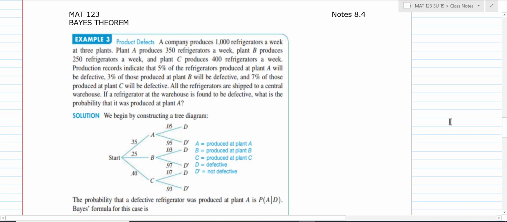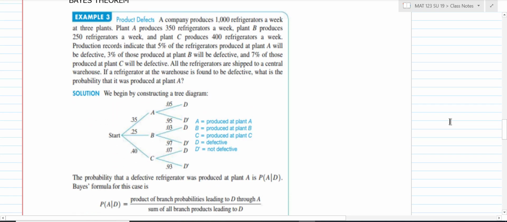Okay, moving on to the next example. We're going to talk through this example of Bayes' theorem. Ultimately, what you'll be doing a lot of times is taking a scenario, putting together your probability tree, and then using Bayes' formula to interpret the problem. So let's read this one carefully and see what this says.